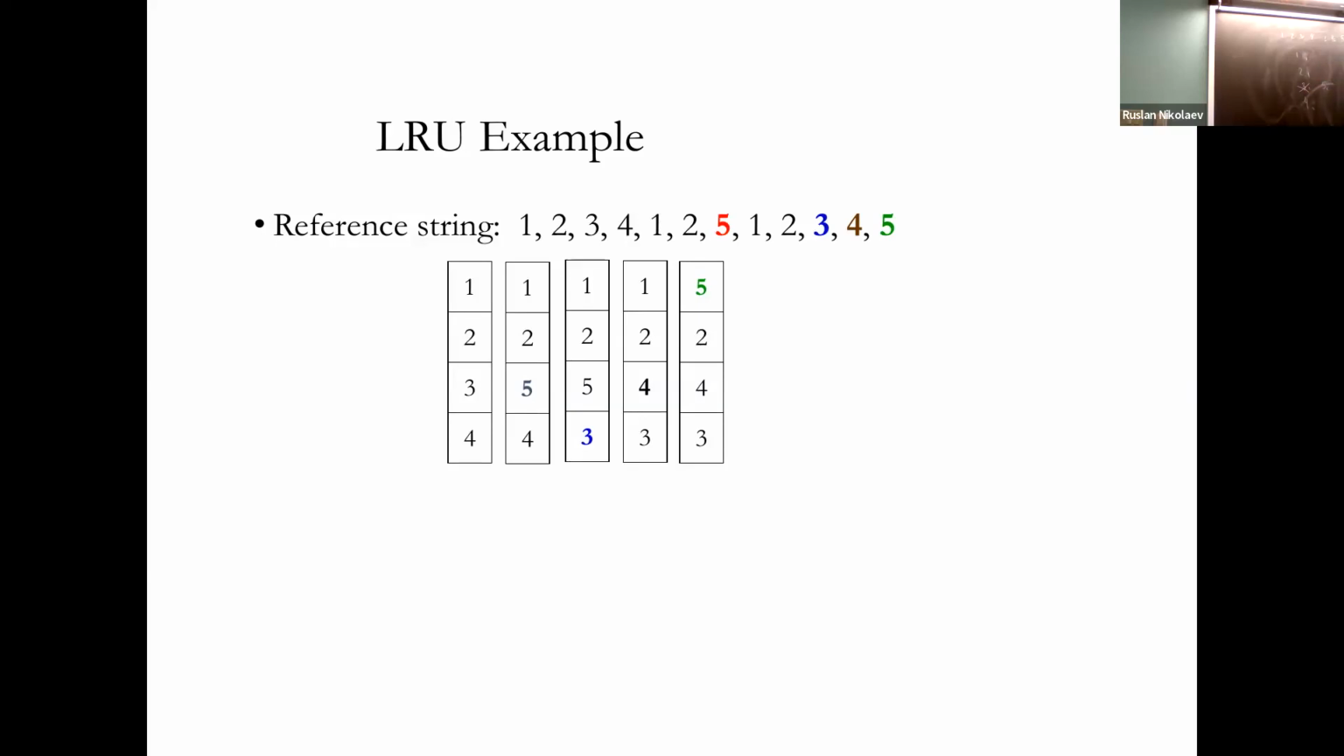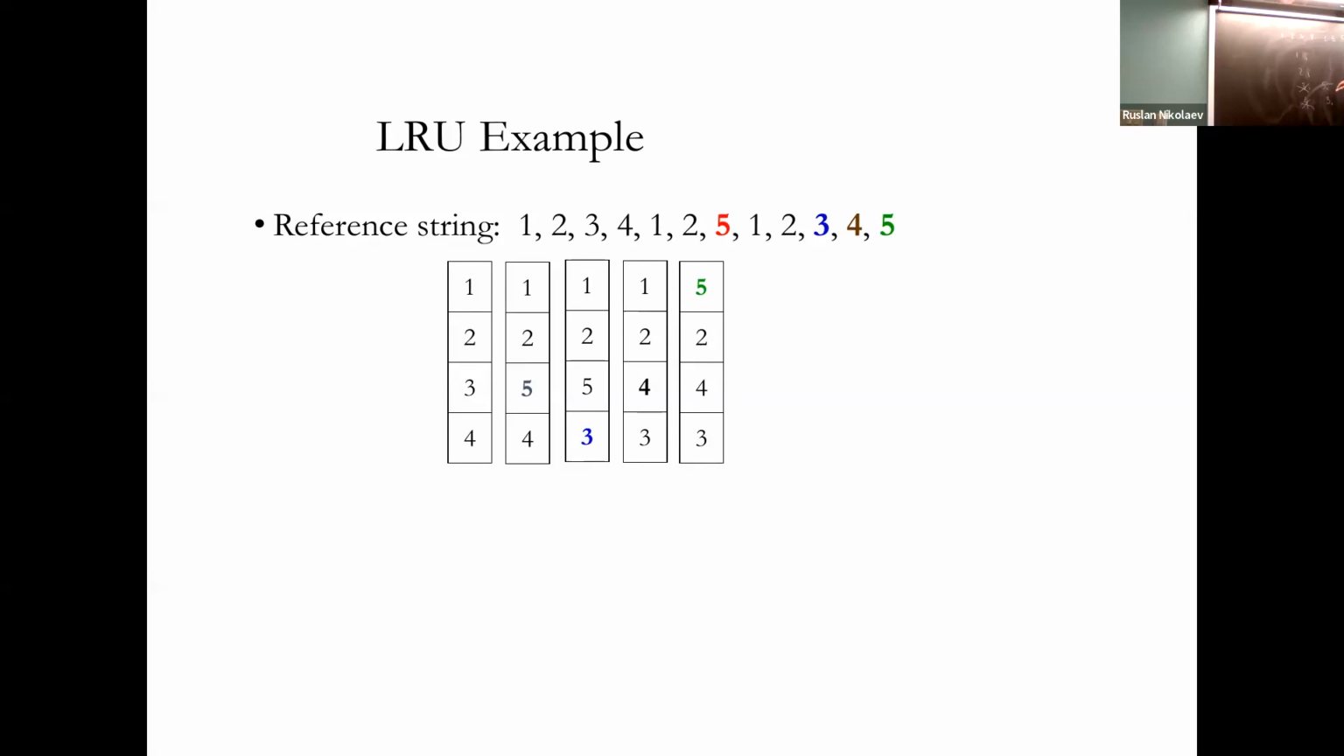Then we have 3. For 3, we need to kick out someone. Who is the least recently used? 4. So we're going to kick out this one, and that's going to be 3, with sequence number 9. It doesn't have to be implemented that way; I use the sequence number just for my convenience when I draw this example. We will actually get to how the implementation can be done. So we have 5 and 3.